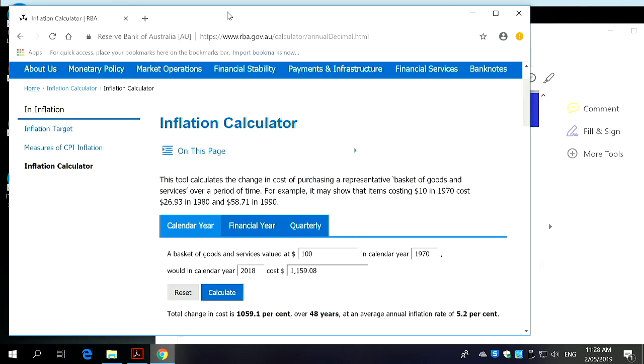Most countries, or most currencies, I should say, have these kinds of inflation calculators. You can always use them. I would encourage using these rather than trying to fiddle around yourself. This is just much easier.